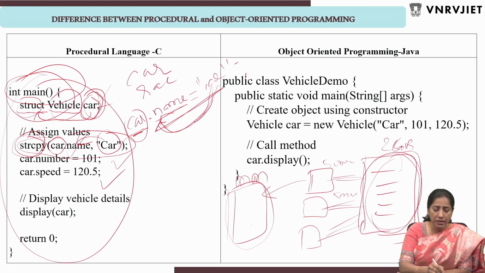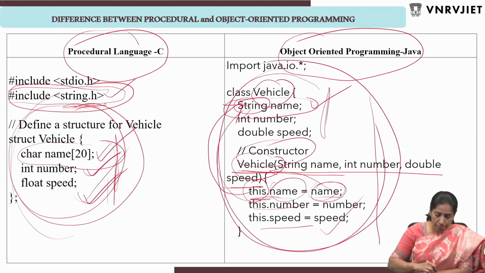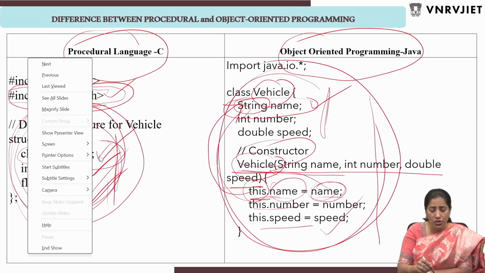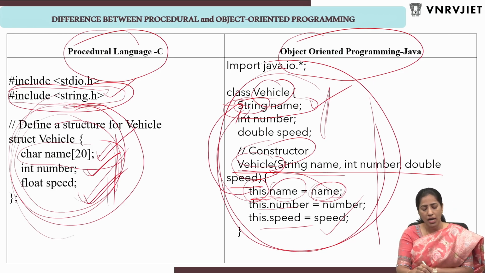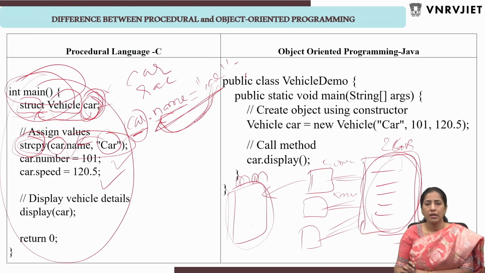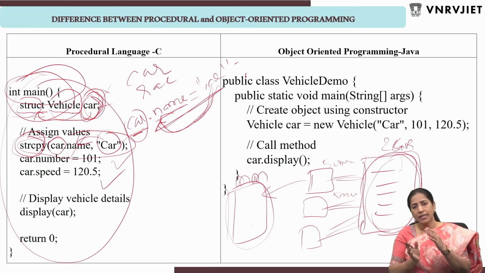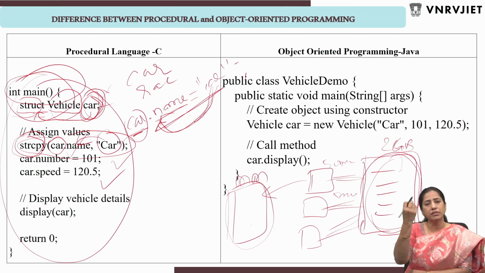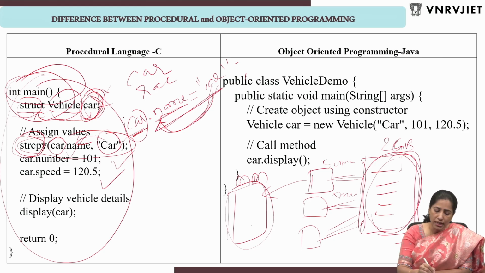So here in the main method, we are going to create a structure variable to access the parameters of the structure. What are the attributes of the structure? The attributes of the structure are name, number, speed. To assign values, we can assign in the main program. Okay, main is a separate block. In that separate block, how can we call the outside parameters? Using the structure variable and the delimiter.